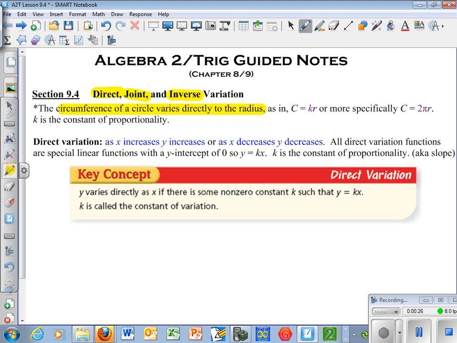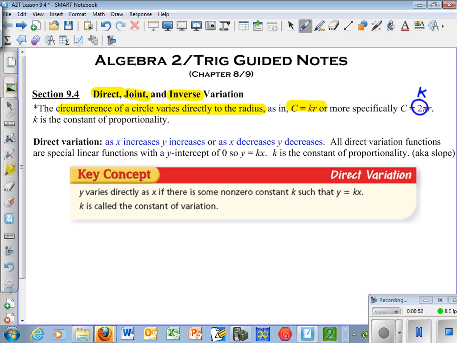If there's direct variation, the circumference, the thing that varies directly with the radius, is found by multiplying. To find the circumference, you take some constant, and we use a k when we're defining these different types of variation, times the radius. In this case, that k has been replaced by 2 pi, which is a constant. 2 pi is approximately 6.28.